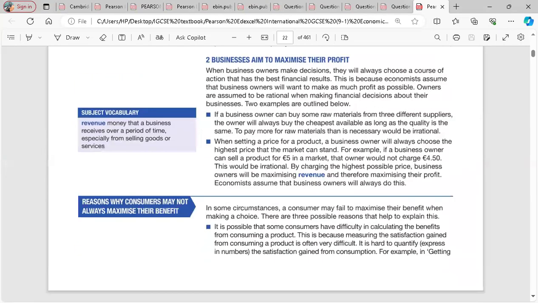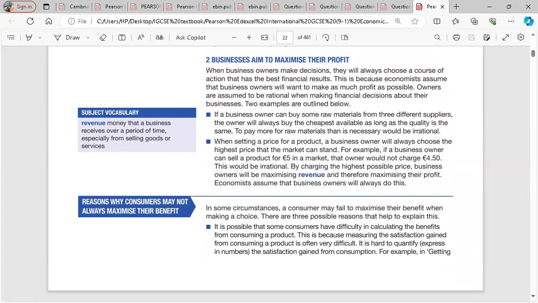Businesses. For businesses, they have to make decisions too. When business owners make decisions, they will always choose a course of action that has the best financial results. This is because economists assume that business owners will want to make as much profit as possible. That's what we call profit maximization. Owners are assumed to be rational when making financial decisions about their businesses. Two examples are outlined below.